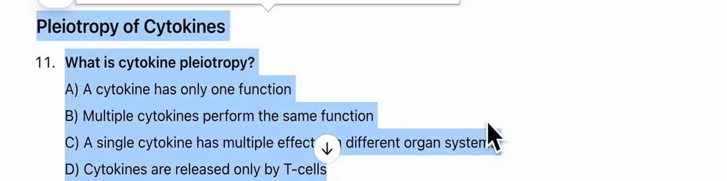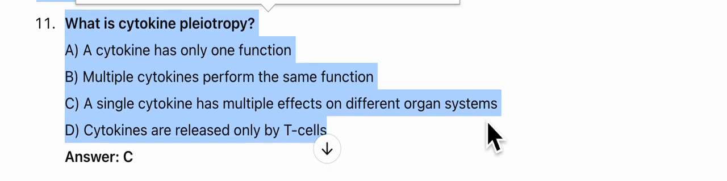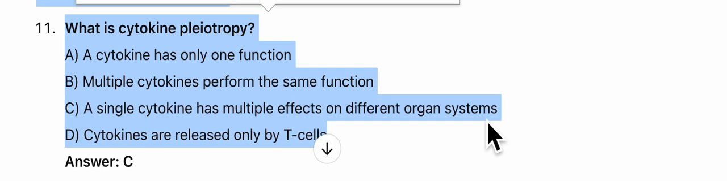Pleiotropy of cytokines. What is cytokine pleiotropy? A. A cytokine has only one function. B. Multiple cytokines perform the same function. C. A single cytokine has multiple effects on different organ systems. D. Cytokines are released only by T cells.